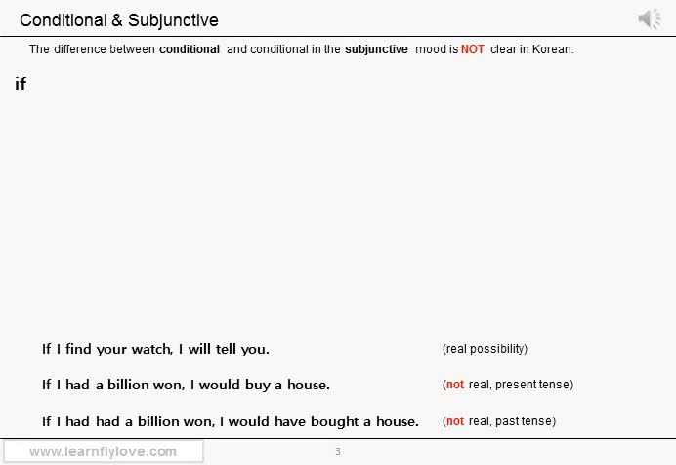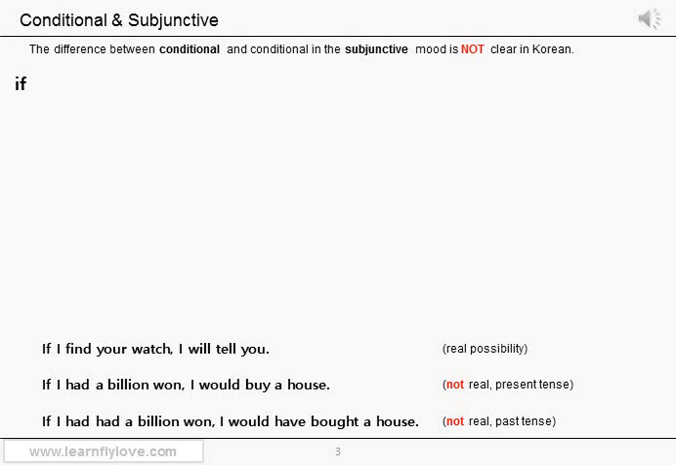Like this in English, you can tell clearly whether it is the real situation or not. But in Korean, it's not very clear. However, Korean also works quite similarly, so don't worry. Then let's actually learn what to use in Korean.